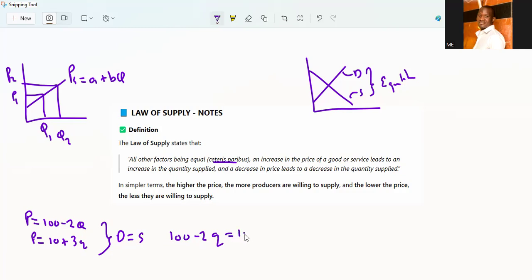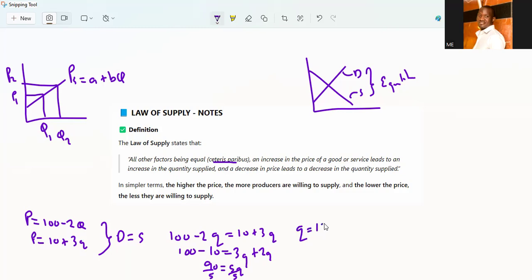So we get these two, and we're going to have the letters on one side. So 100 minus 10 is 90. Then 3Q plus 2Q, what do we have? We have 5Q. So we have 90 should be equal to 5Q. To find our Q, we divide both sides by 5. Our Q equilibrium will be 18.